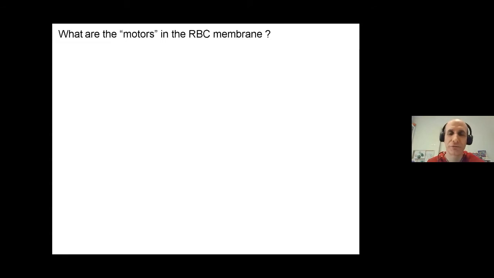What are the motors in the red blood cell membrane? I actually didn't tell you any biology so far, and that's of course terrible. I won't tell you too much biology, but I'll tell you a little bit.